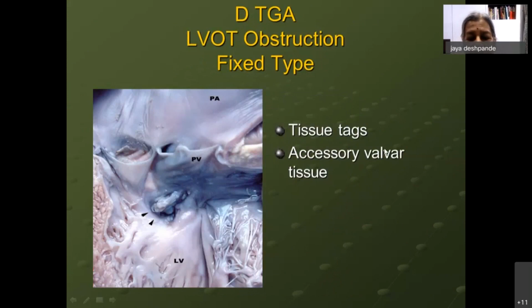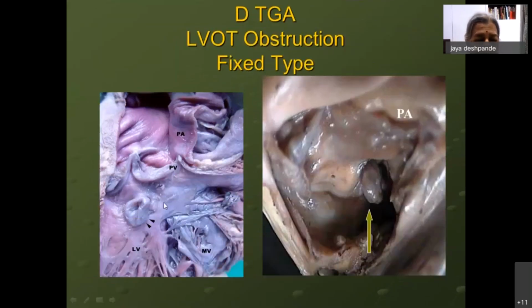You can get tissue tags or accessory valvular tissue as you see here. This is the LVOT pulmonary valve. So you get these accessory valvular tissue protruding through the VSD or even with surrounding tissue tags. So this causes an obstruction, but it is largely a fixed type of obstruction. Again, another bulge here in the region of the membranous septum, and this is again a fixed type of obstruction that you see here.